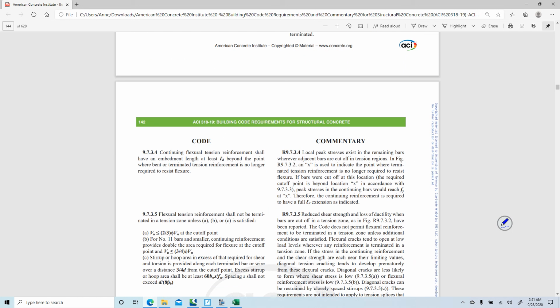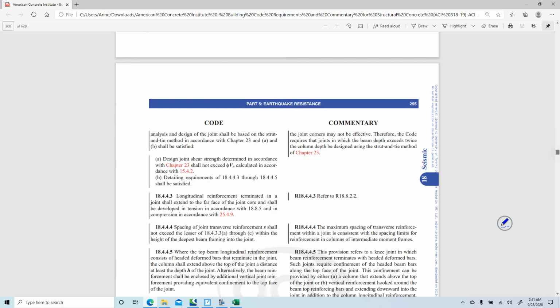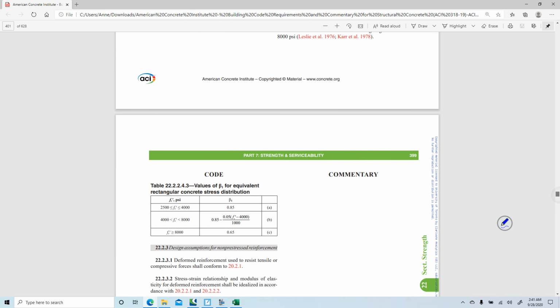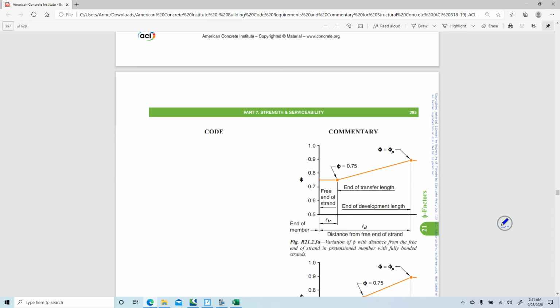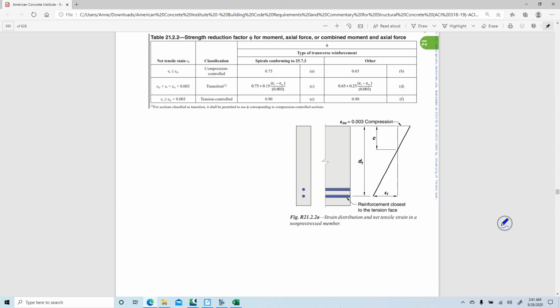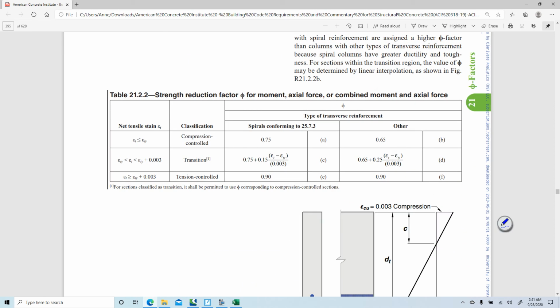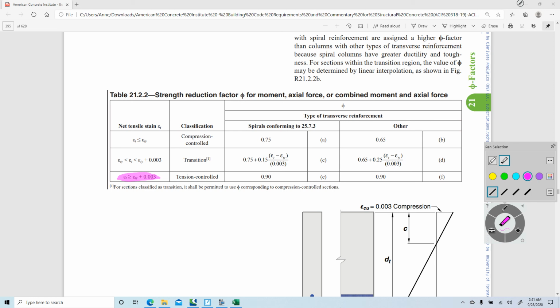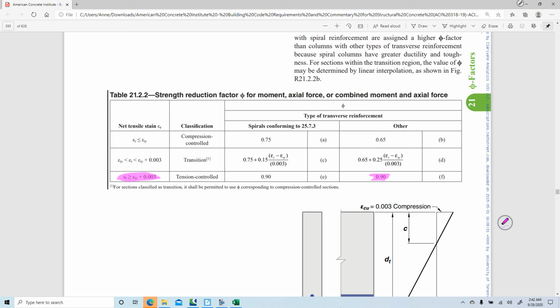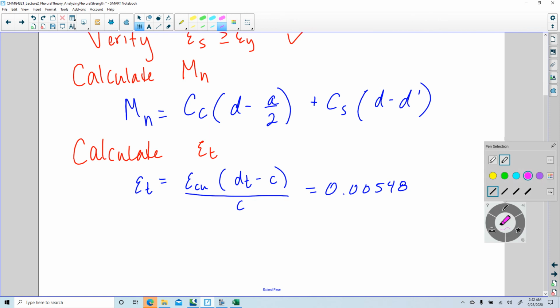Tension controlled. As long as my strain in my extreme tensile reinforcement is greater than the yield strain associated with that, plus 0.003, so greater than 0.005, basically, I can use a phi of 0.9. I'm assuming I have ties, so 0.9 doesn't matter, actually, in this case. Therefore, phi equals 0.9.